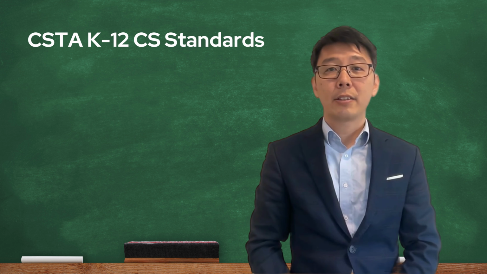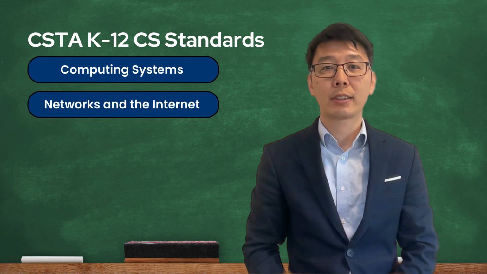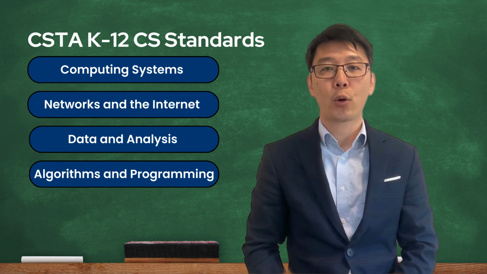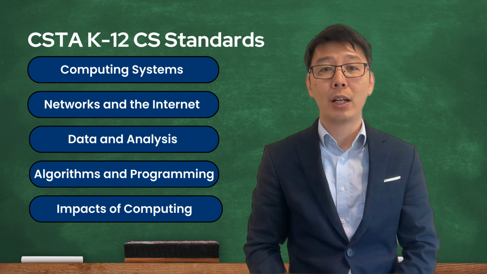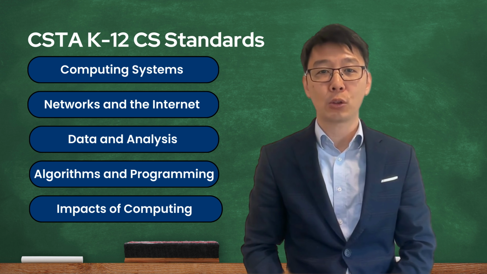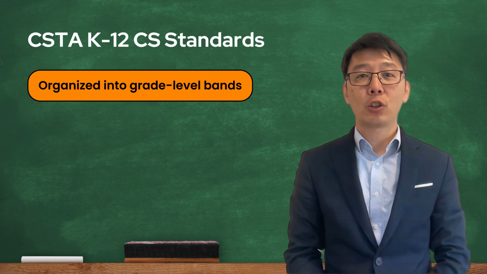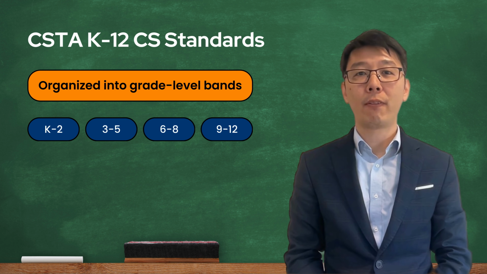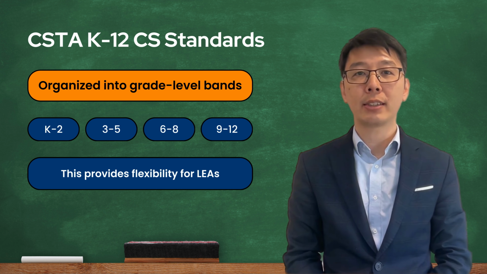The CS standards encompass 5 major concepts: computing systems, networks and the internet, data and analysis, algorithms and programming, and the impacts of computing. The standards outline what students should be able to do to demonstrate their understanding of these concepts. The CS standards are organized into grade level bands: K-2, 3 to 5, 6 to 8, and 9 to 12, providing flexibility for LEAs when determining how to address them.